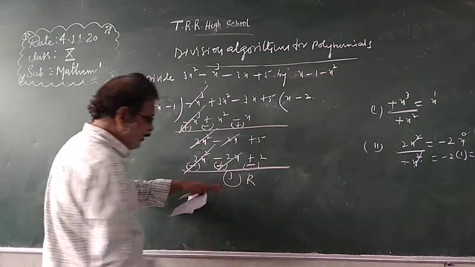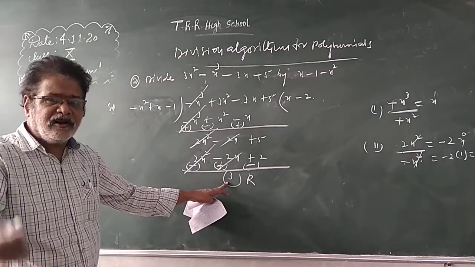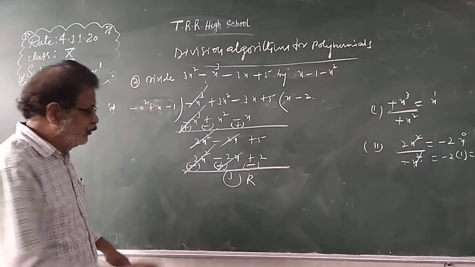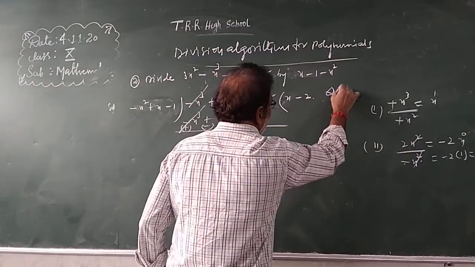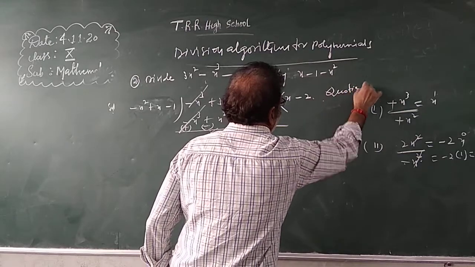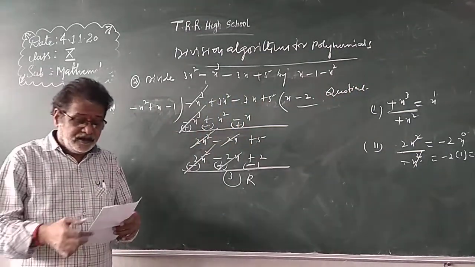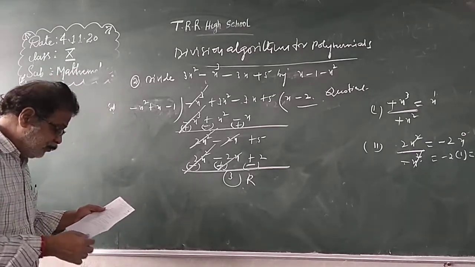The remainder is 3. The degree of 3 is 0, since the degree of any constant is 0. 0 is less than the degree of the divisor. So the remainder is 3 and the quotient is x minus 2. I hope you understood, children. This is the division process.